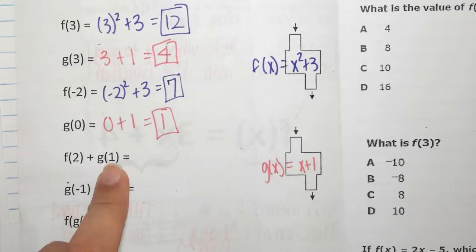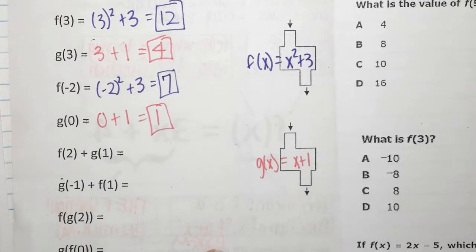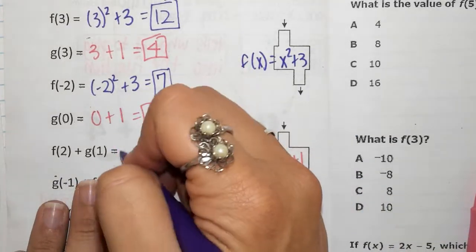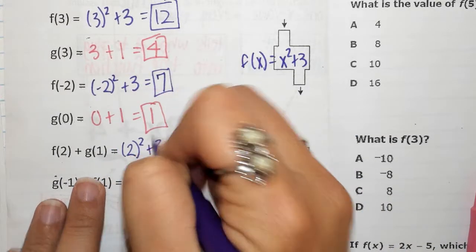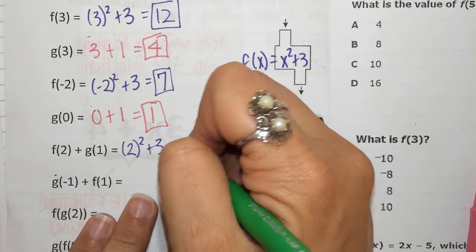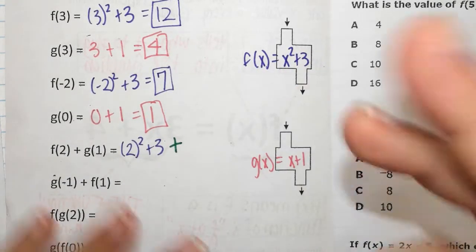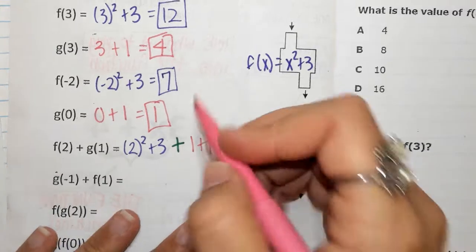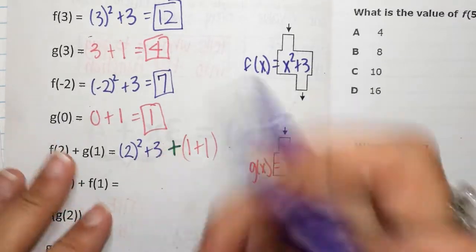Alright, let's look at this one. What do you think we would do for this problem right here? Solve both and then add. Good job, children. So you would do 2 squared plus 3 plus 1 plus 1, right? You can put it in parentheses if you wanted to and be real fancy.